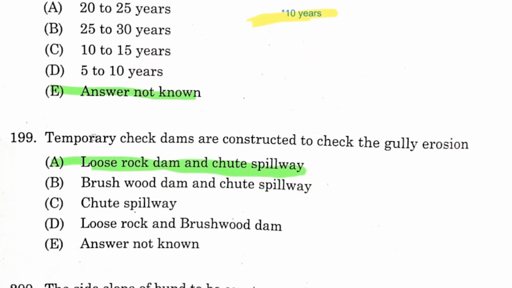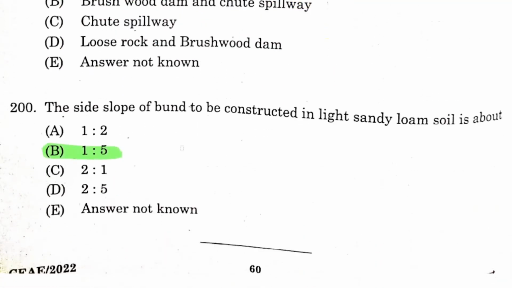Next, the temporary check dams are constructed to check the gully erosion, that is loose rock dam and chute spillway. Next and last question is question number 200. The side slope of bund to be constructed in light sandy loam soil is about 1:5. So this is the last question.